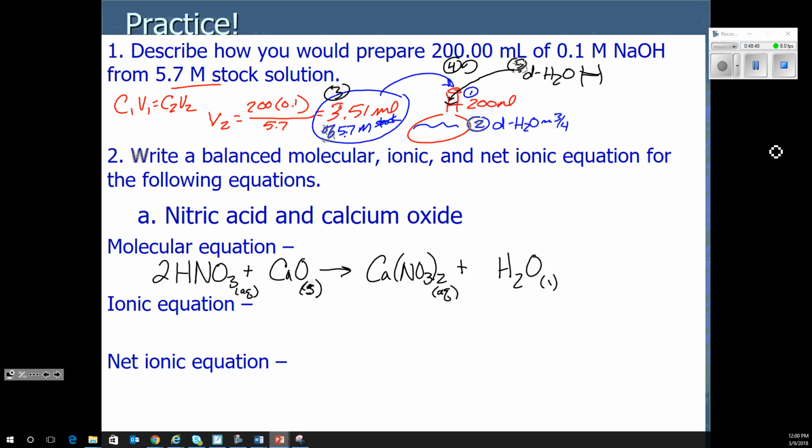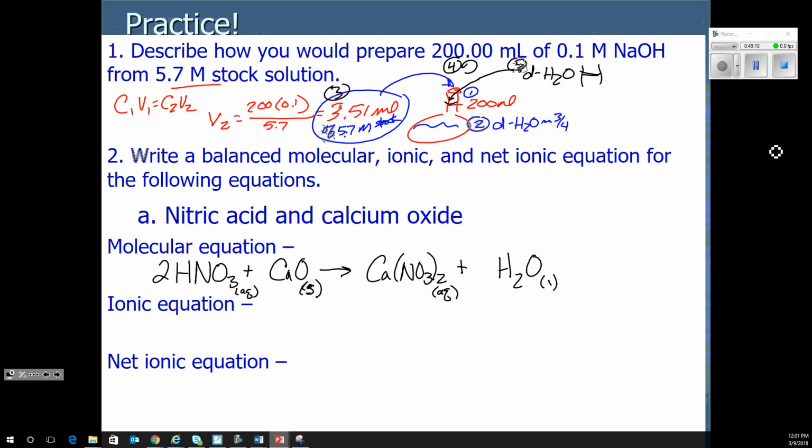Calcium oxide is actually chalk, so it's going to be a solid. Also known as lime. How many got the molecular equation correct? Okay, if you haven't, go ahead and fix it and move on to the ionic.